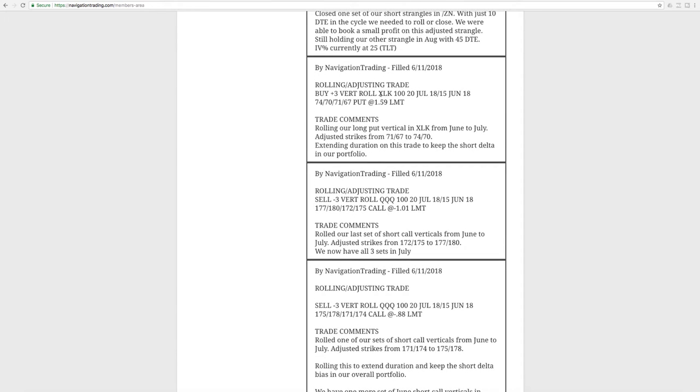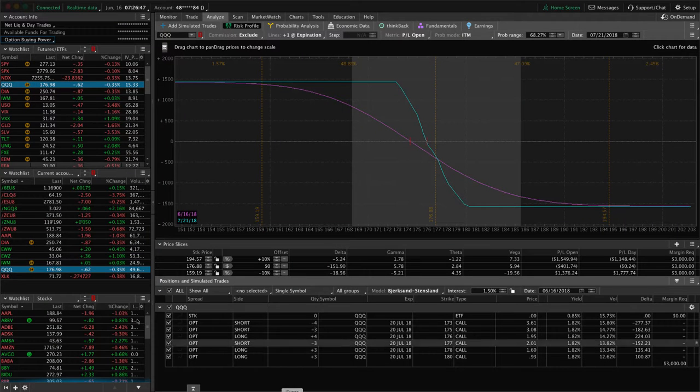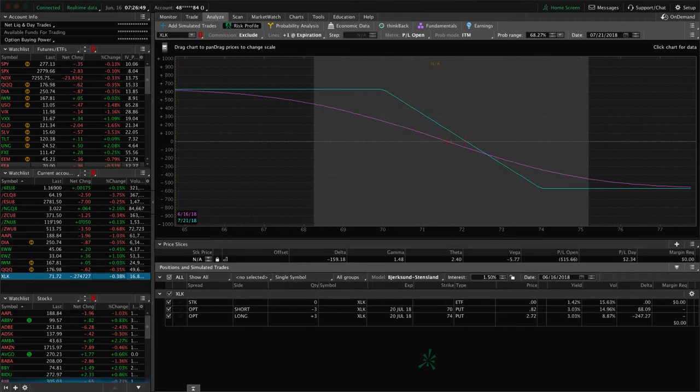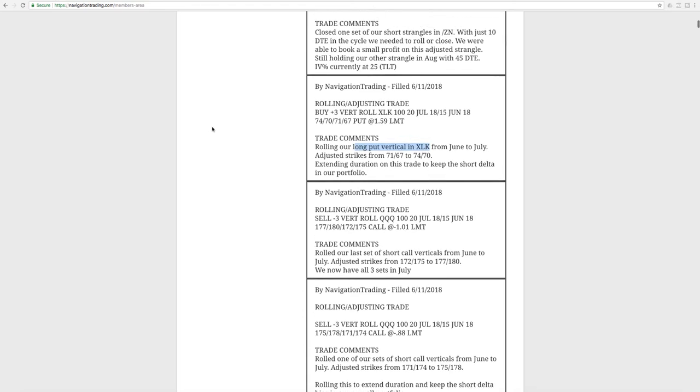Same thing on XLK. We had a long put vertical instead of a short call vertical, but a very similar trade. We rolled that from June to July. You can see price is still barely within range here. Again, just looking for a little bit of downside to benefit that piece.